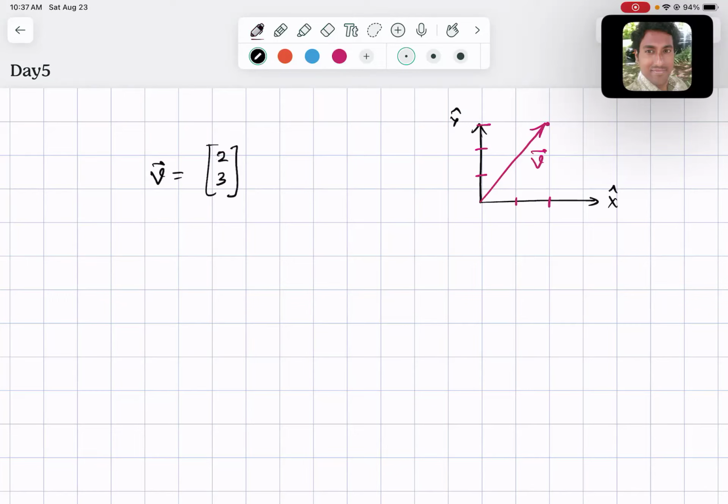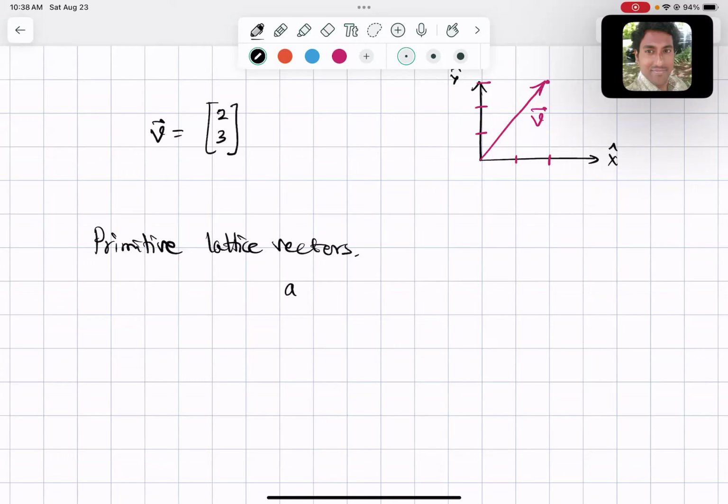Okay, and in a lattice we have lattice vectors or primitive lattice vectors. We call them a1, a2, a3. Okay, so these are for cubic system. A1 is basically along x hat direction, A2 is y hat, A3 is z hat, and their coefficient is just A for cubic.